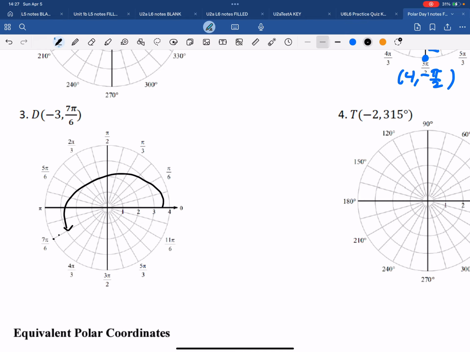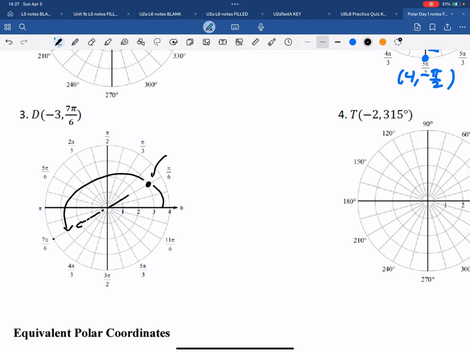And then if I go in an opposite direction from there, that means I'm actually going to go away from that negative 7 pi over 6. So I'm going to go towards pi over 6. I'm going to go 3 units. So my final point is going to be right there. Okay? So that is the point.